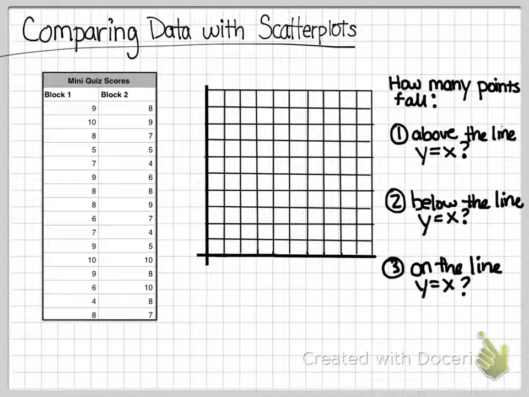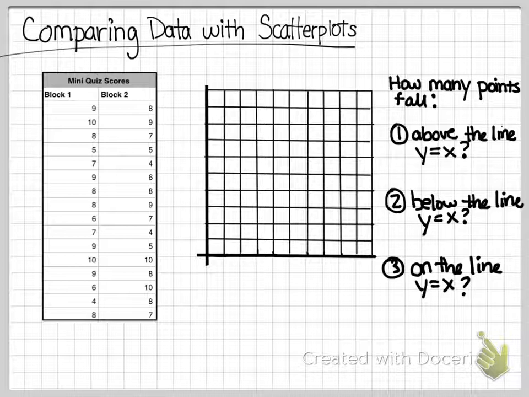So if you look here, the sample problem that we're going to be working on deals with the mini quiz scores for block 1 and block 2. And what we are going to do is use a scatterplot to compare the two data sets. You need two data sets in order to use a scatterplot because one will go on the x-axis and one will go on the y-axis.